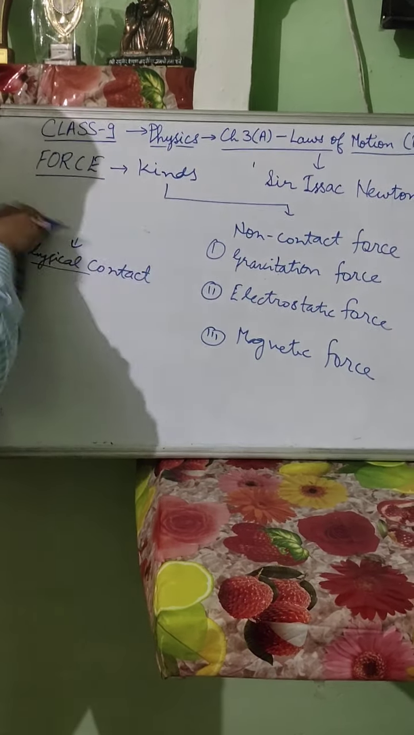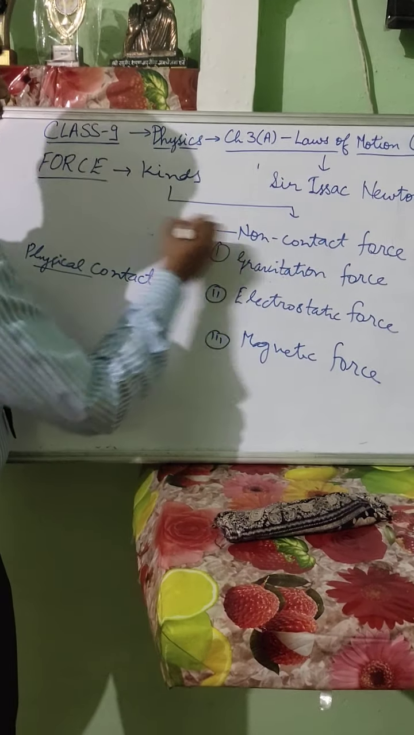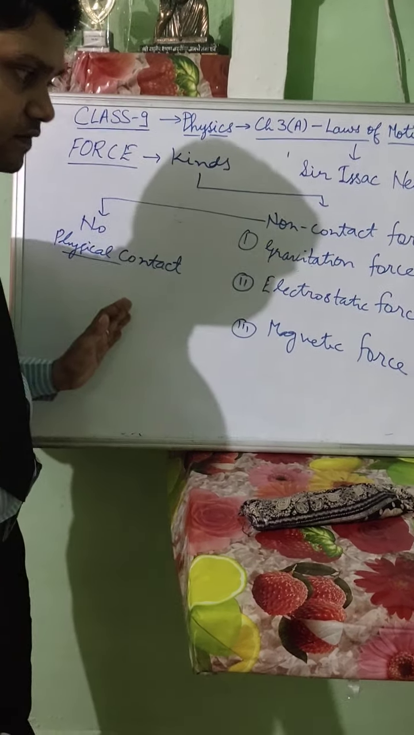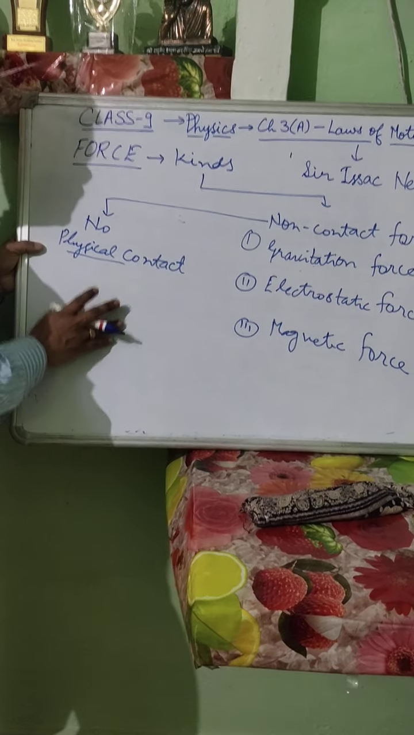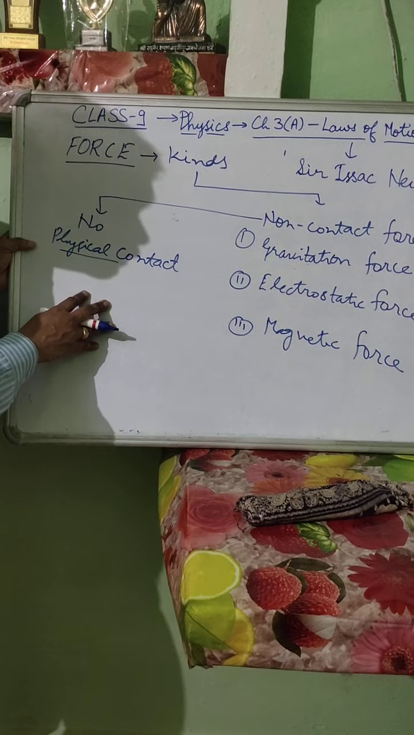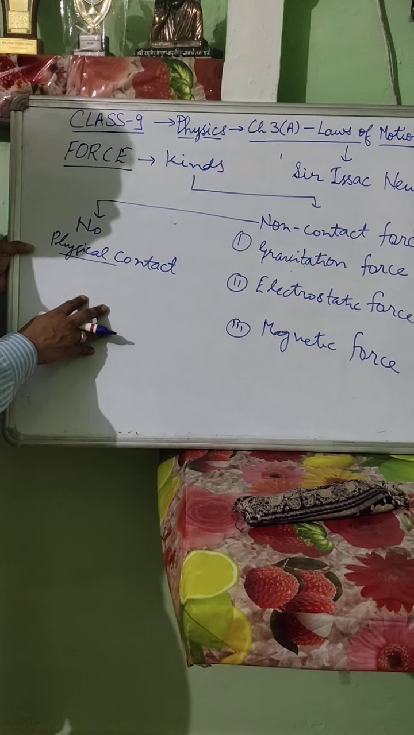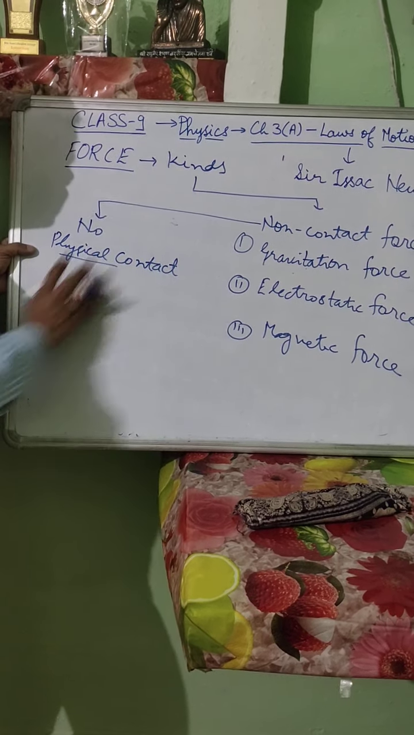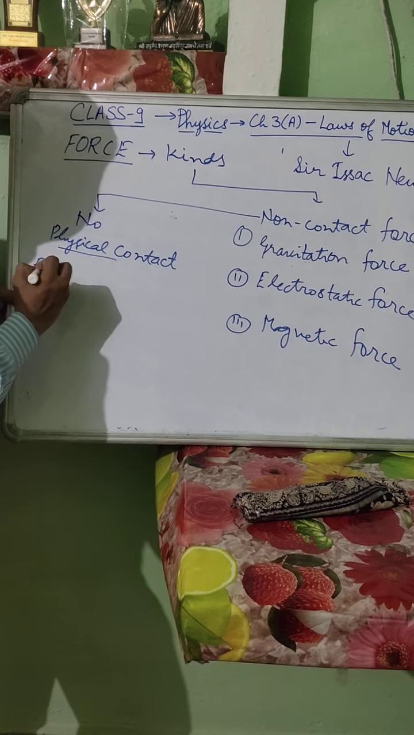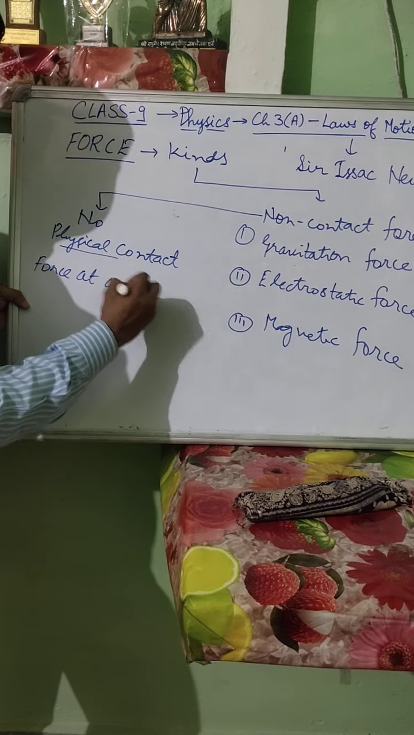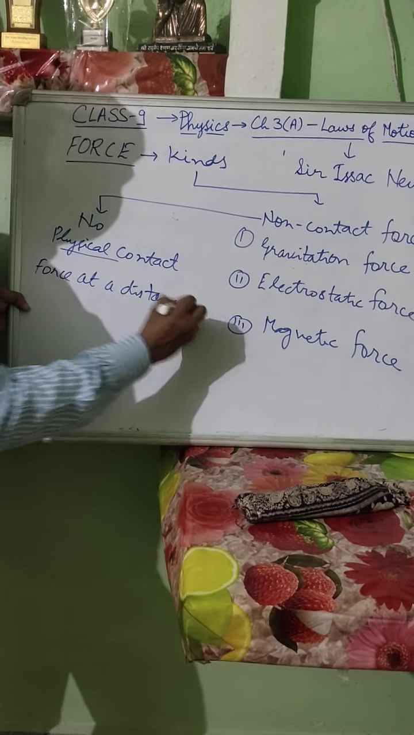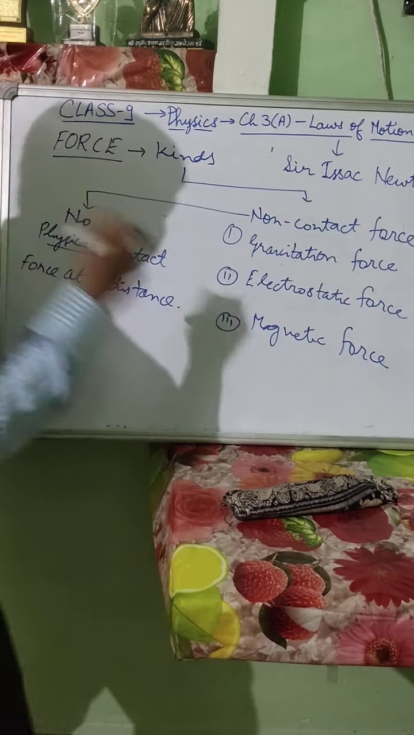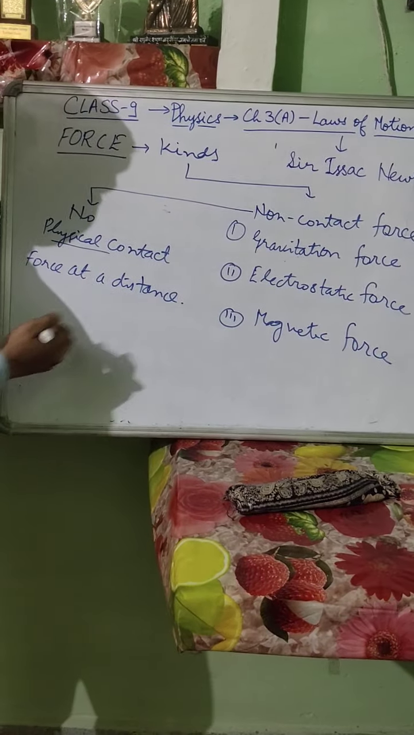So, in non-contact forces, there is no physical contact between two bodies. Force is experienced even when bodies are not in physical touch with each other. No physical contact is needed. Therefore, this non-contact force is also known as force at a distance. Even if the two bodies are at a distance, they will be exerting force on each other. We all are familiar with the gravitational force. Is it?